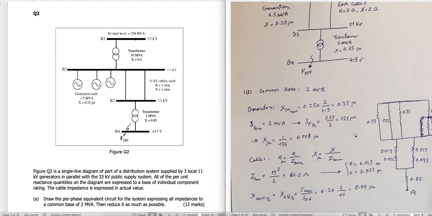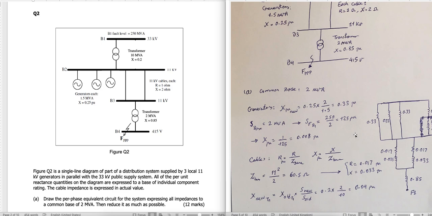1 divided by 60.5 and 2 divided by 60.5, and you get these values, because based on the definition, per unit quantity equals ohmic quantity divided by base quantity.